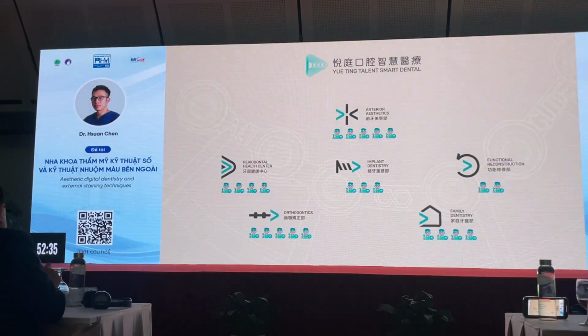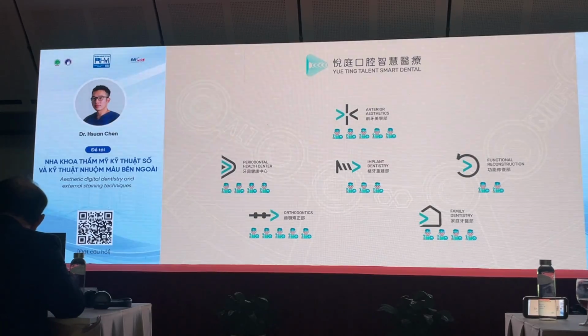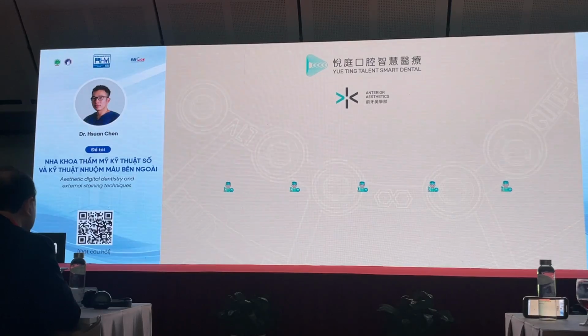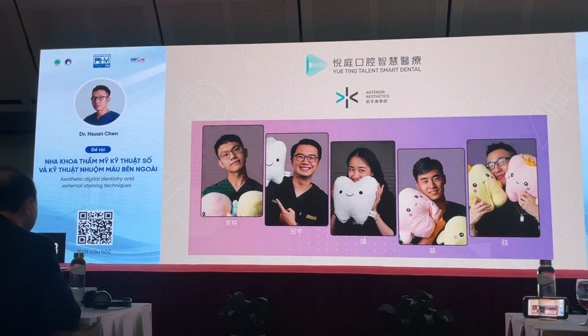we have 5 dentists working in my department where we do anterior aesthetics. So this department is a little bit special because we don't specifically treat a certain type. We only treat the region, so we treat the anterior portion of our patient. So if the patient says they want whiter teeth, they're missing a tooth in the front, or if they don't like their smile, this is the kind of treatments that we do. And right now we have 5 dentists. So these are my dentists working with me.